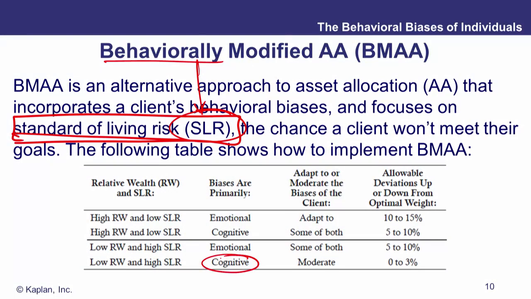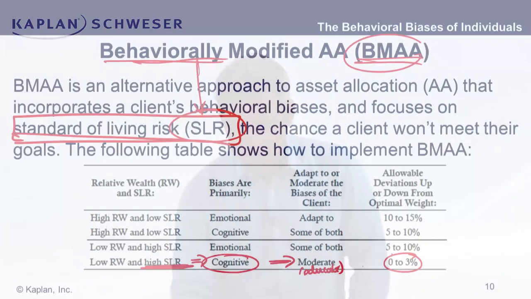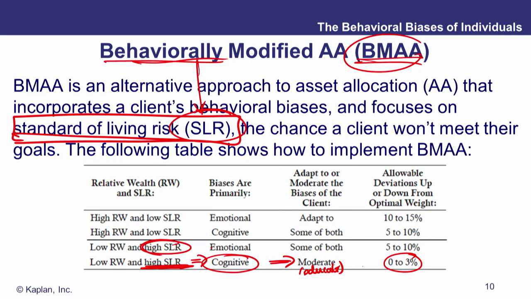All right? So yes, cognitive biases, moderate through education, but also high SLR, we should try and moderate absolutely, definitely as well. And if we do that, we should have a high chance of removing the biases because they're cognitive, and we shouldn't have to adapt our asset allocation, the BMAA, the behaviourally modified asset allocation. It shouldn't be too far away from the traditional finance asset allocation because we've tried to remove these behavioural biases.